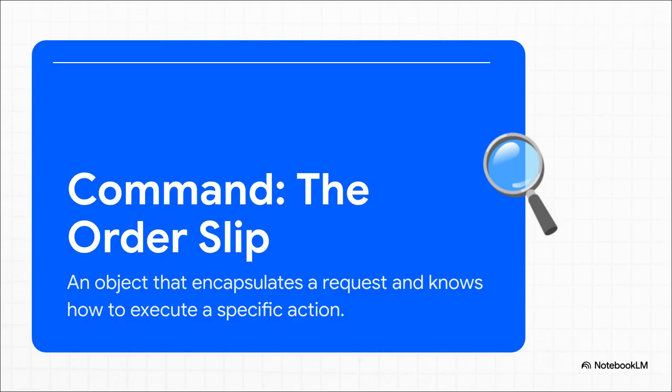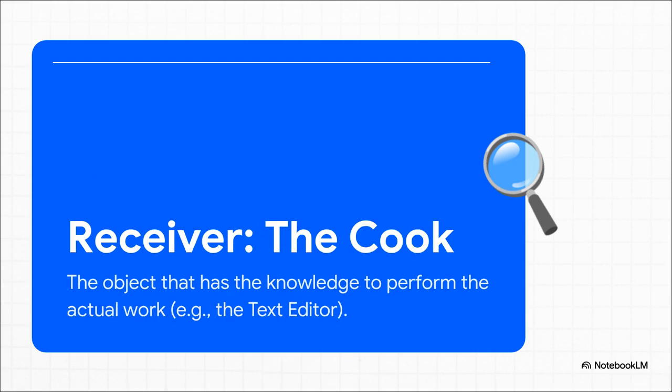At the very heart of the pattern is the command itself. This is our digital order slip. So instead of just calling a function, we create, say, a copy command object that holds everything it needs to perform that copy action. Next up, we've got the receiver. This is our cook. The receiver is the object that actually does all the heavy lifting. In our text editor example, the editor itself is the receiver because it's the one that knows how to select text and talk to the clipboard.